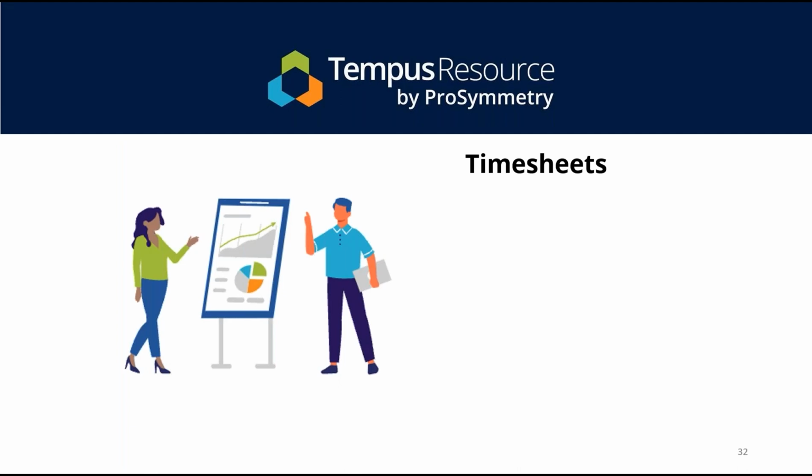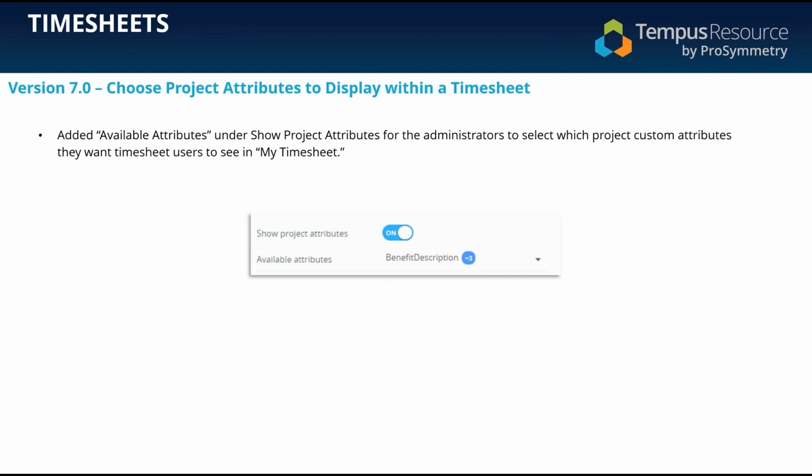Okay, so we also have timesheets within here as well, and there are some minor updates to some of our existing functionality. So the first one is that we've added the ability to show particular project attributes within timesheets. Something we introduced, I believe in 6.3, was the ability to show your project attributes within the screens. However, some of the feedback we received is that we need this to be a little bit more restrictive based on what those resources should be seeing within those views.